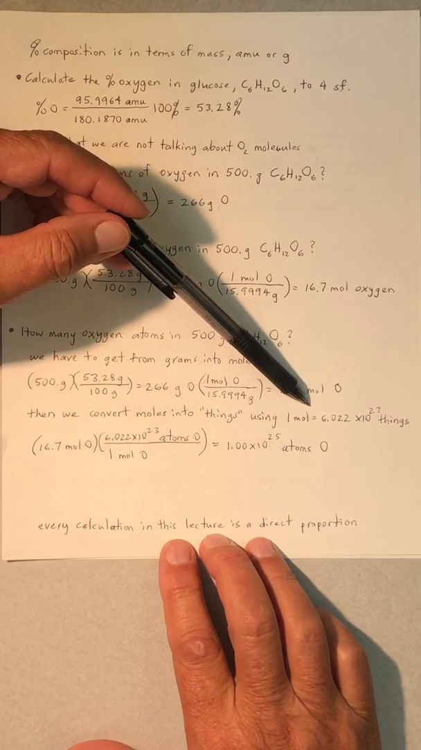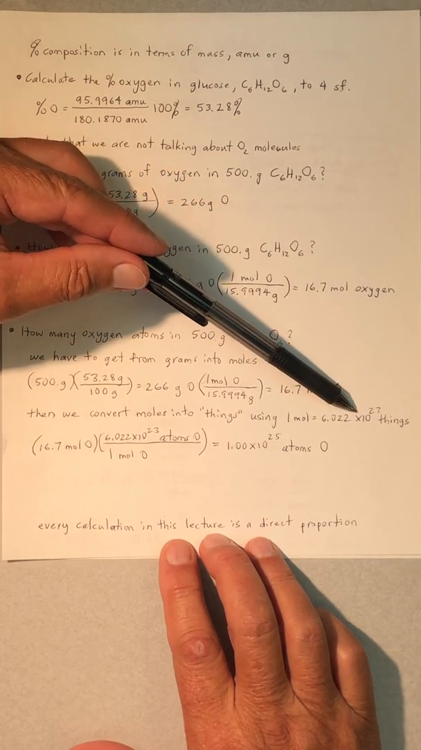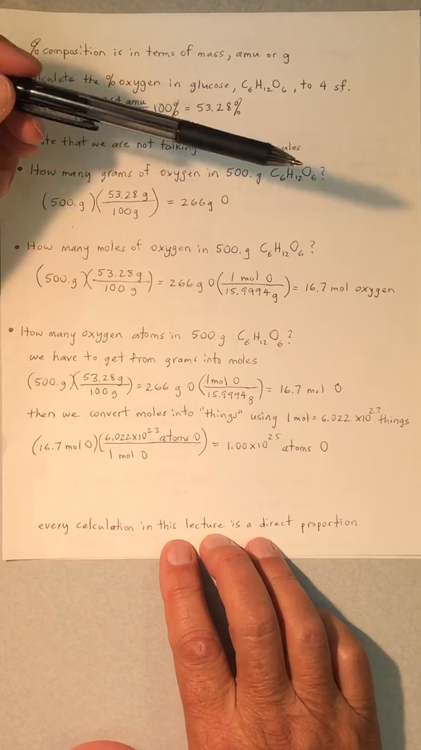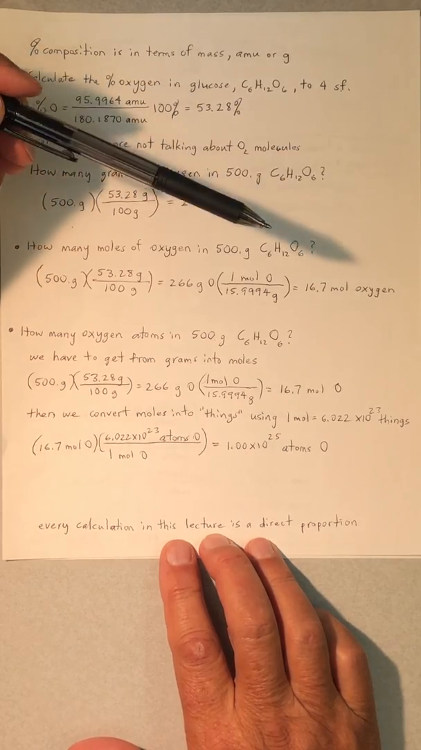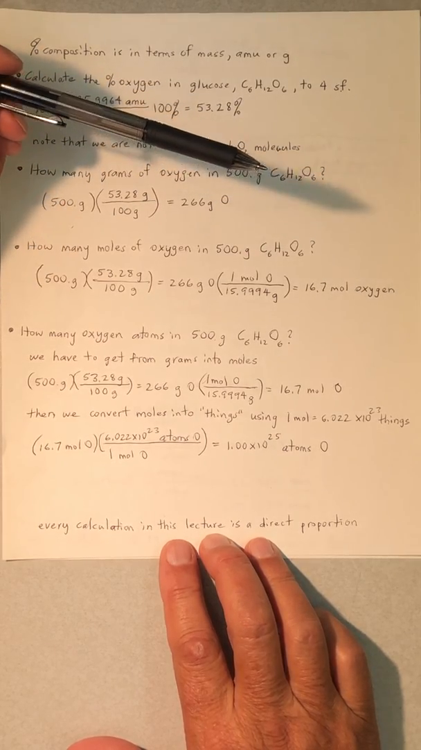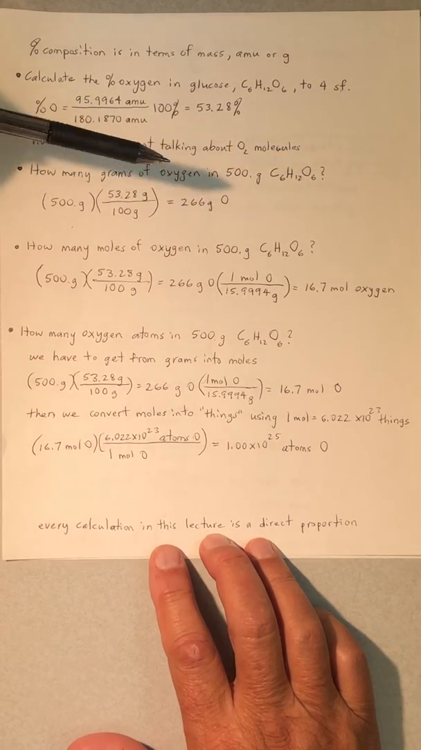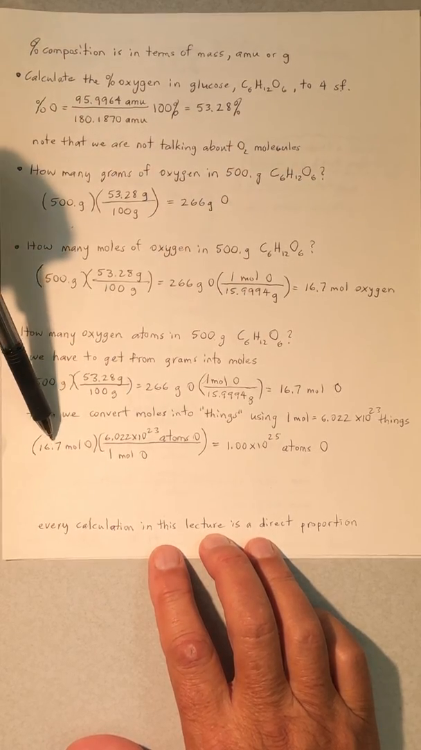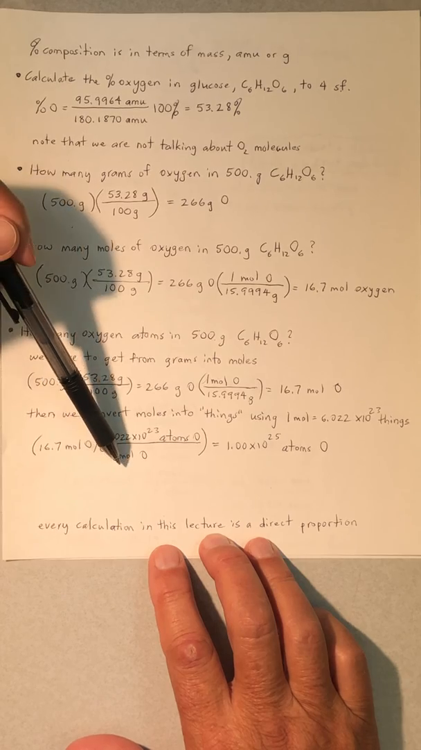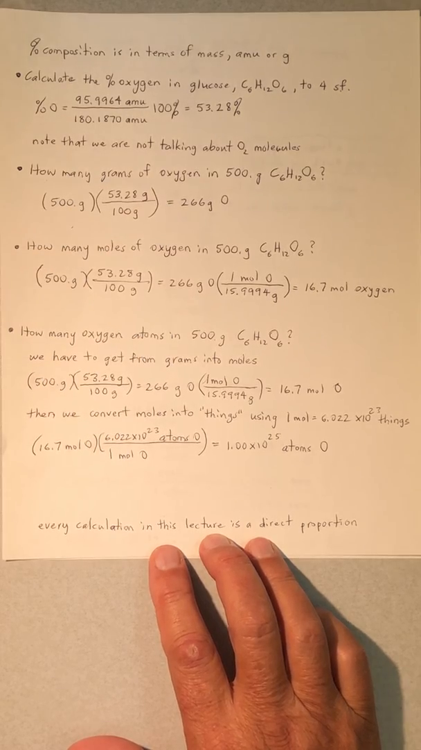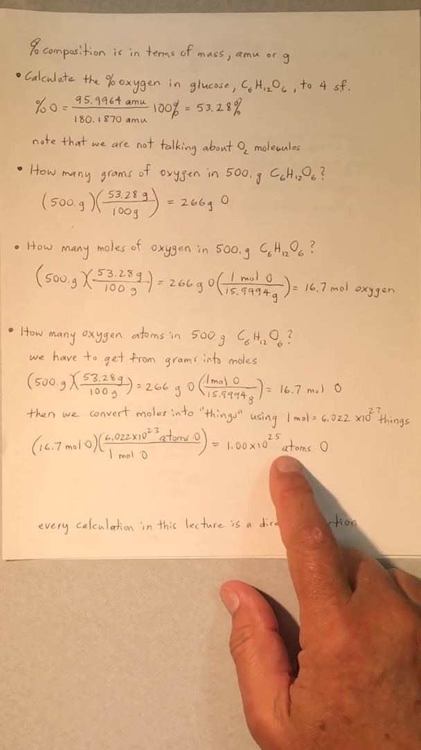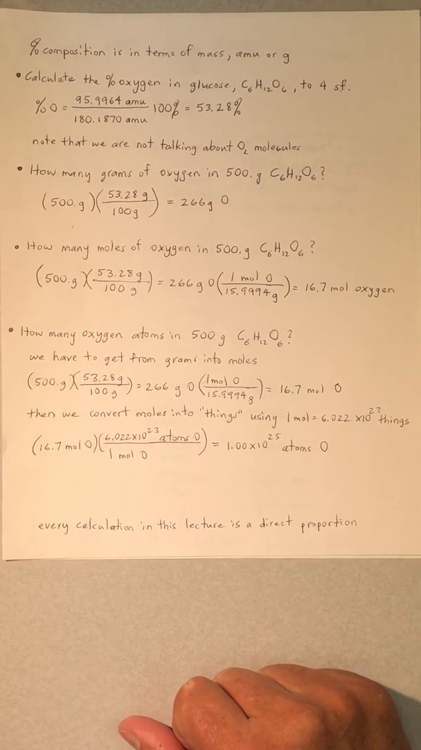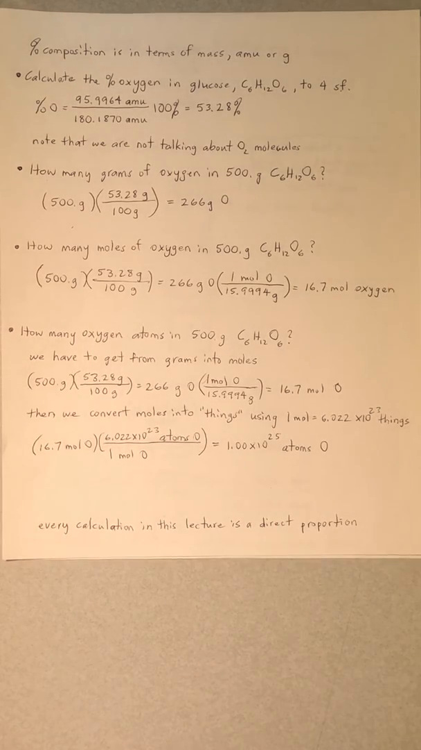1 mole of anything is 6.022 times 10 to the 23rd things. So in chemistry, those things are going to be atoms, molecules, formula units. So I got this many moles of oxygen. I got to get rid of moles of oxygen, keep atoms of oxygen, and here's my final answer. So that means that in 500 grams of glucose, there are 1 times 10 to the 25th atoms of oxygen.